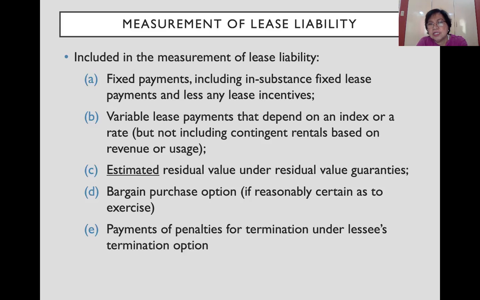However, contingent rentals that are based on revenue or usage are not included in the measurement of lease liability. Example, in addition to periodic payment of, let us say, 1 million every year, you are required to pay 5% of your sales in excess of, let us say, 20 million. Therefore, that 5% is contingent rental and is taken to profit or loss and is not part of your measurement of lease liability.